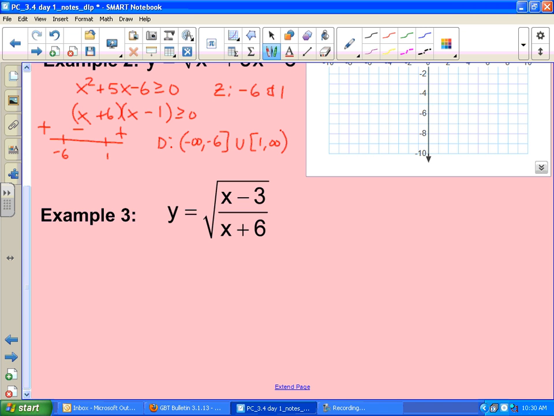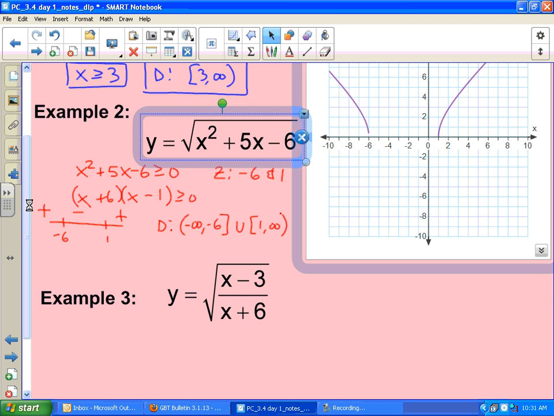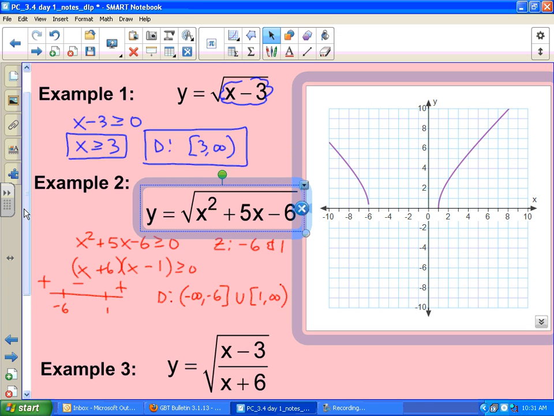So what does this thing look like? This is not your typical radical function because I got a quadratic underneath it. So it looks like, oh boy, I knew that was going to happen. It looks like this. What? Yeah. It's half of the sideways hyperbola. Well, our conic section. So it looks like that. And look where it goes. It goes from negative infinity to negative 6, and it stops, and there's nothing. And then it picks up again at 1 to infinity. And there's the domain of my graph.